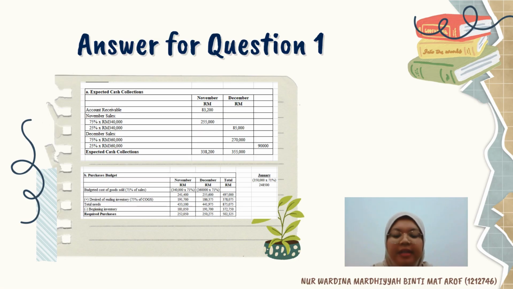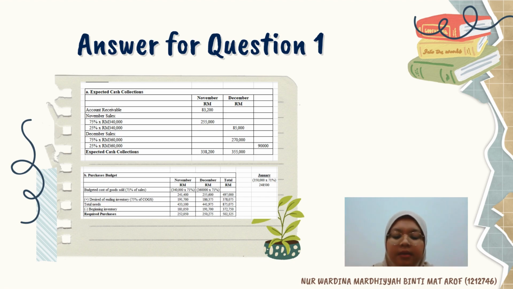Okay, so for the answer for question one, for A, the question asks for expected cash collection. So we need to calculate from November and also December. The first one is account receivable, which is 83,200, and November sales, 75% times 340,000 ringgit, we get 255,000. Next one is 25% times 340,000 ringgit, we get 85,000.